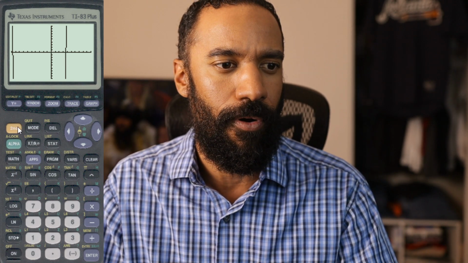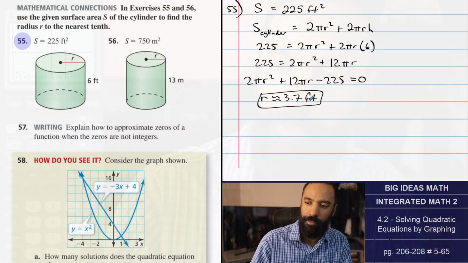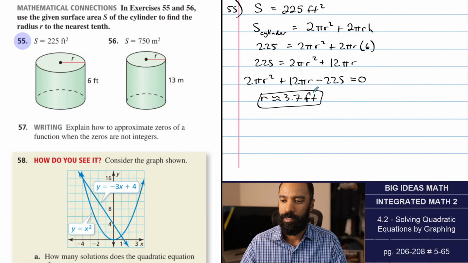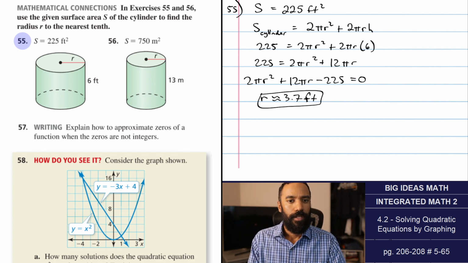So somewhere between 3 and 4. Let's go ahead and find the 0 between 3 and 4. And that is 3.69, so around 3.7. This radius is around 3.7 feet, to the nearest tenth.